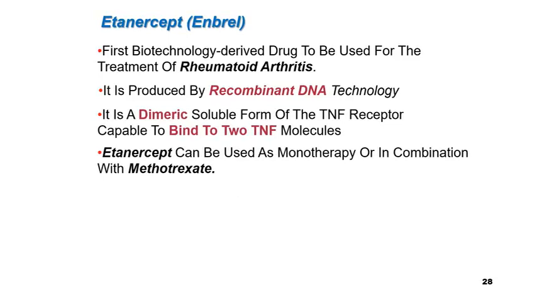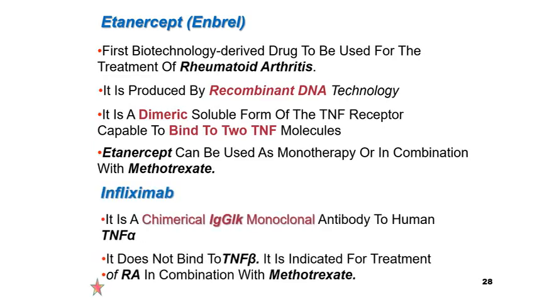Etanercept was the first biotechnology-derived drug to be used for treatment of rheumatoid arthritis. It is produced by recombinant DNA technology. It is a dimeric structure, possessing two similar parts, so it is a receptor that is able to bind to two tumor necrosis factor molecules. It is either used alone or in combination with methotrexate.